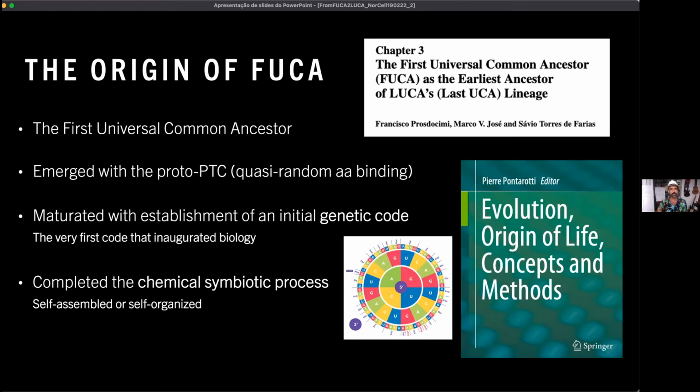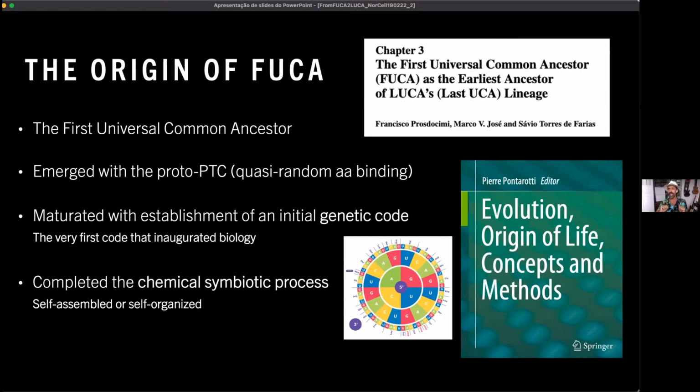So actually, the creation and the maturation of the genetic code is when life actually inaugurates. There are two moments. When the FUCA was born, that was the very first moment when the PTC bound amino acids.